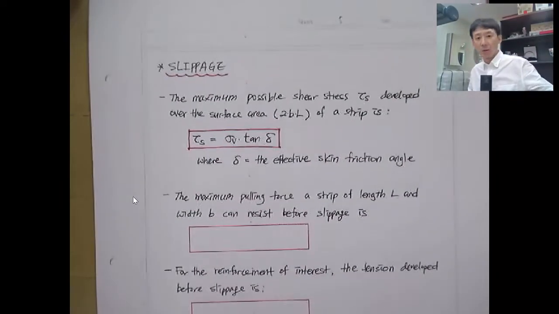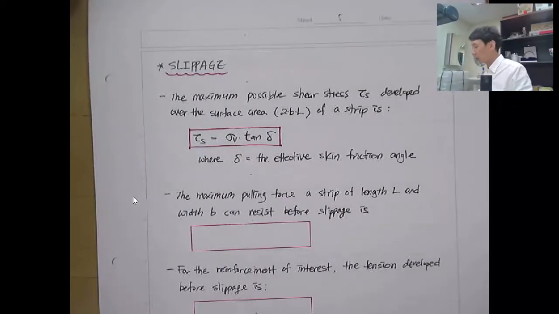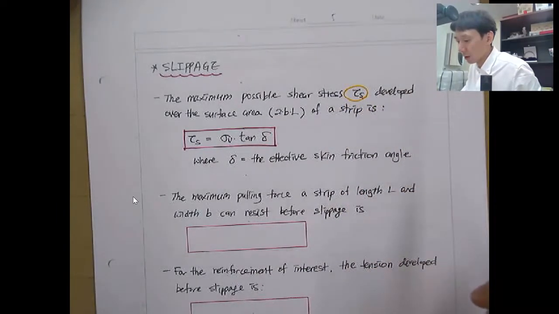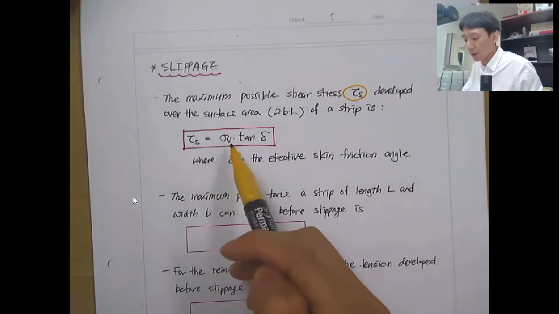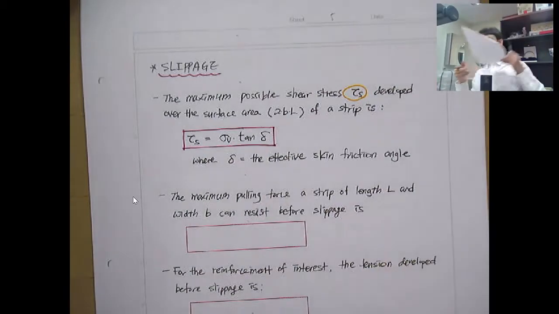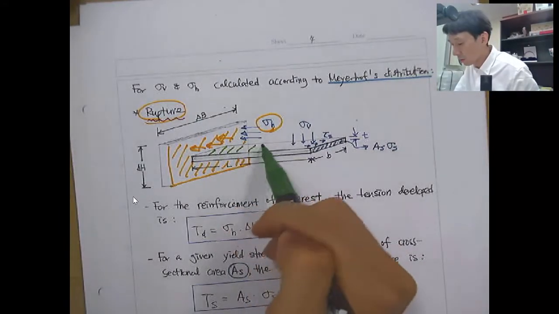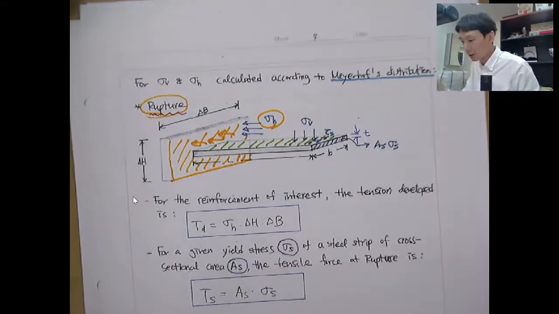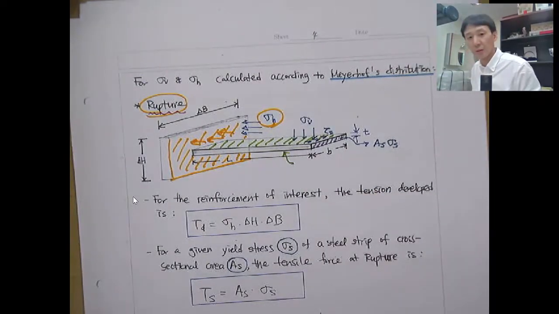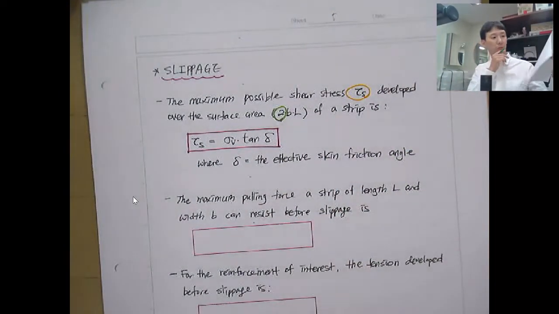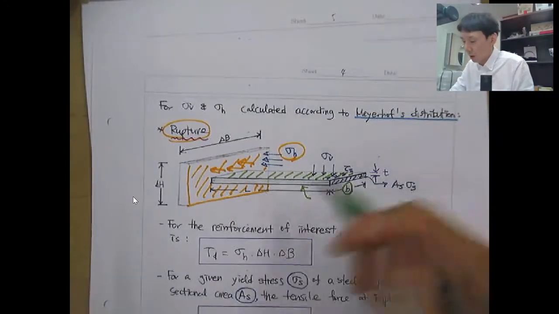Then what about the slippage? We also need to check the factor of safety against slippage. The maximum possible shear stress tau S developed over the surface area 2BL of the strip is sigma V times tangent delta. If we go back to this, the slippage will develop on this face and the bottom face. That's why we multiply by 2 here, times B and L. And e will be here, and L is the length.